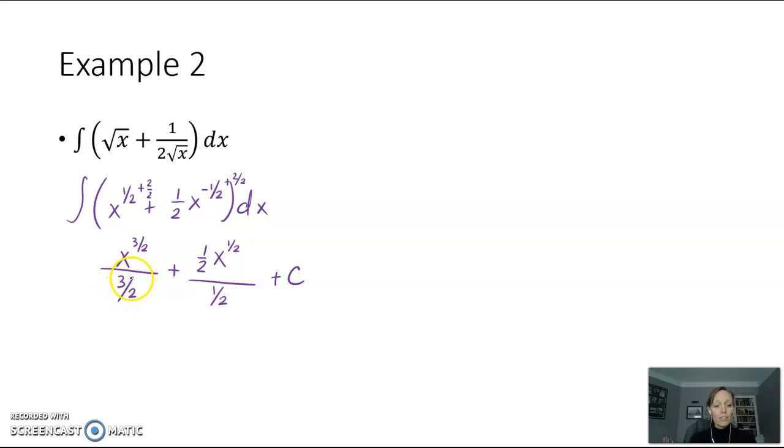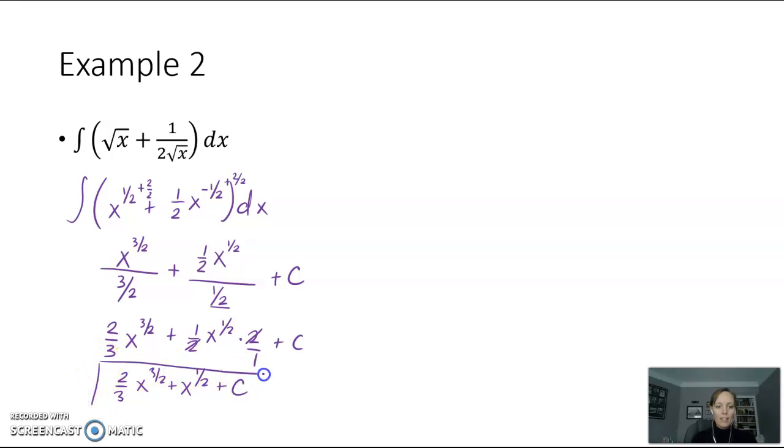So now at this point, I need to do some simplifying. Because I'm dividing by a fraction, that means I'm going to multiply by the reciprocal. So this becomes 2/3 x to the 3/2. This one here, I have 1/2 x to the 1/2, and I'm multiplying by 2 over 1 because I have to multiply by the reciprocal of the denominator. And so you can see when I multiply these together, the 1/2 and the 2 are going to cancel out, which is just going to leave me with a final function of 2/3 x to the 3/2 plus x to the 1/2 plus c. And that right there is the antiderivative for this function.